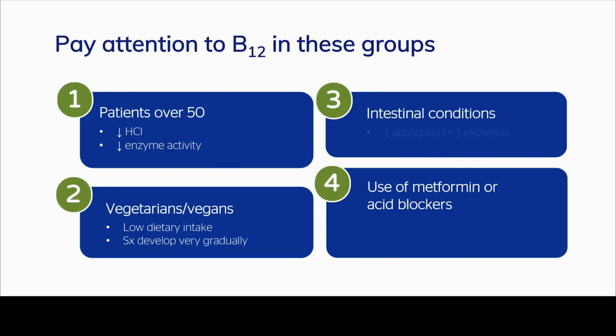You also want to be vigilant of vitamin B12 status in patients with intestinal conditions. So stomach and small intestinal disorders, celiac disease, Crohn's disease, these individuals may not be absorbing enough vitamin B12 to maintain adequate body stores. And again, they might excrete more B12 because they're not reabsorbing it once it gets recirculated back to the gut. Metformin and acid blockers.